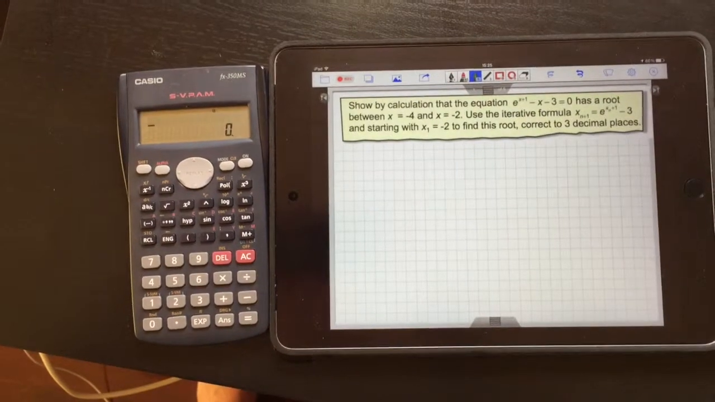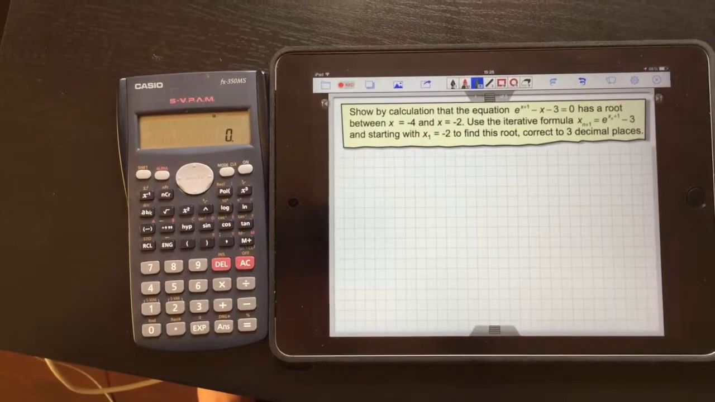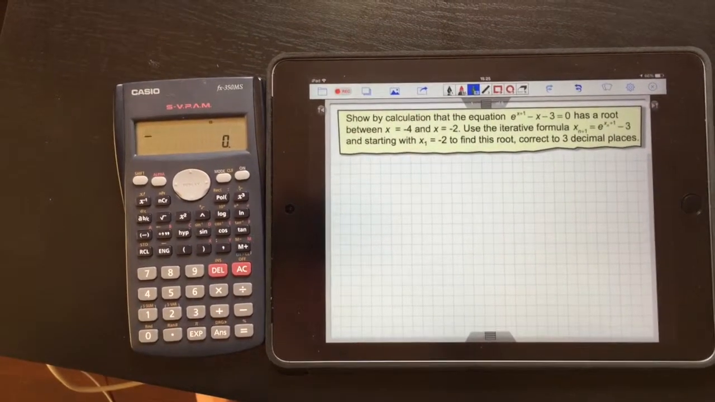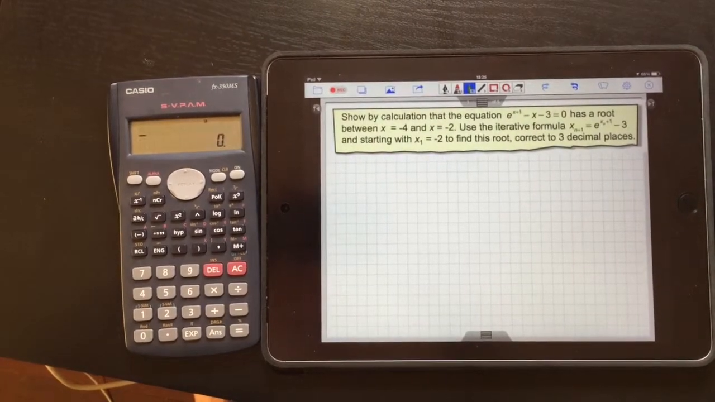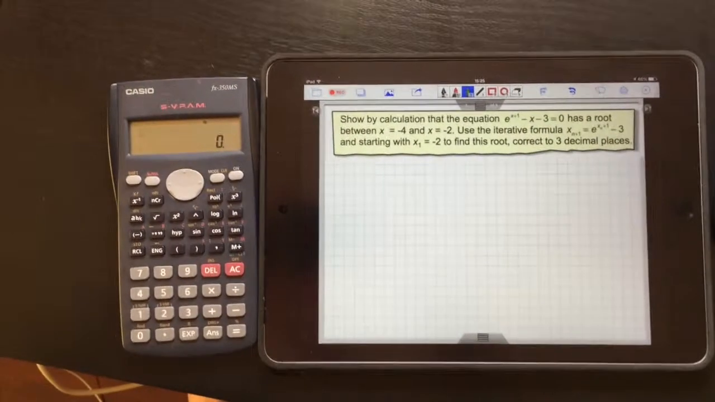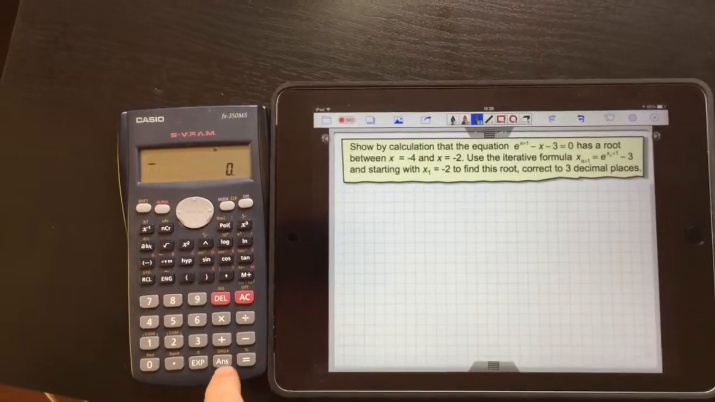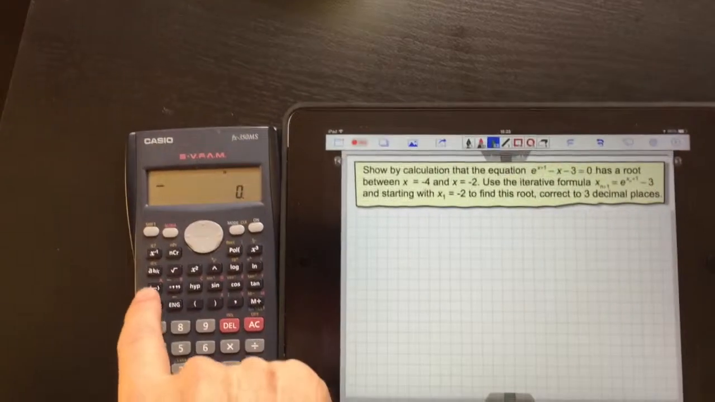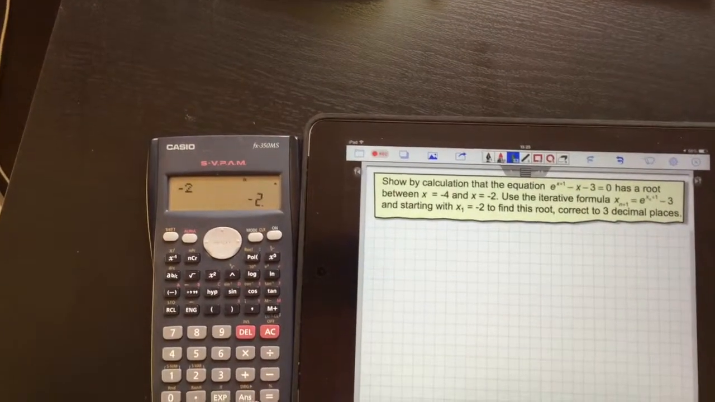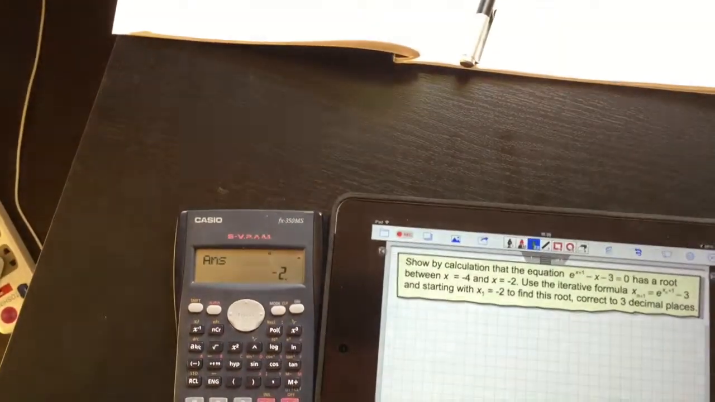And I'm going to show you how to use the calculator to solve e^(x+1) - 3 - x - 3 = 0 using the iteration formula x_(n+1) = e^(x_n + 1) - 3 with the starting value of -2. If you first of all put in -2, equals, press answer, that's -2.